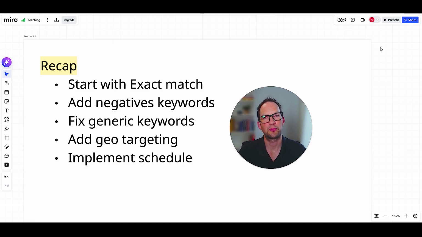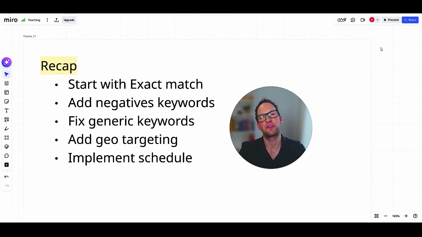Third thing is to stop using generic keywords. Use something specific like roof replacement in your suburb or roof replacement specialist in your suburb, something like that. The next thing to do is add geographic targeting. You want to make sure your ads are only showing up in the areas that you actually service, and that'll prevent leads from all over the country or all over the place or even the world. And the last thing to do is to implement a schedule for when your ads actually show up. You want your ads showing up during the daytime and not during the night unless you run an emergency service.